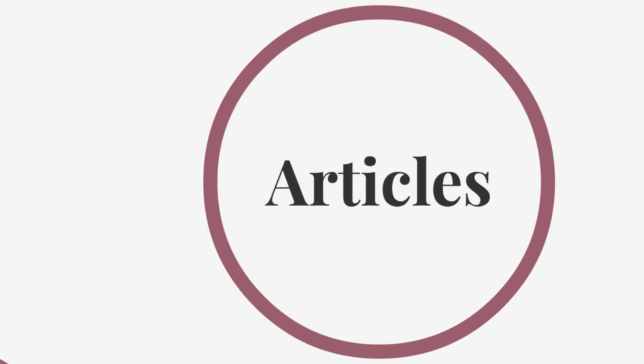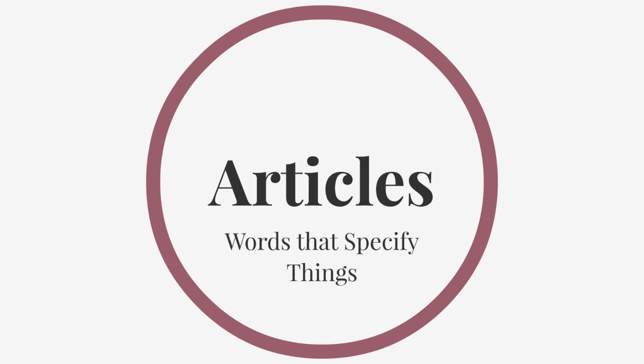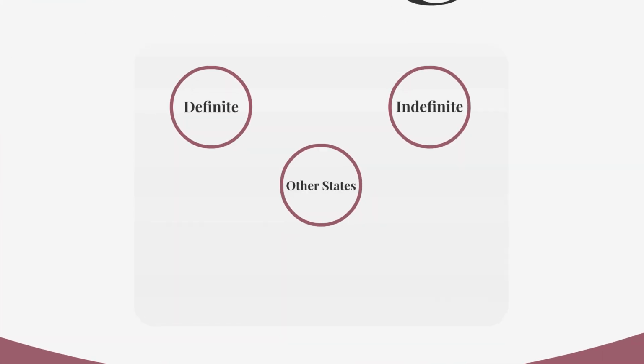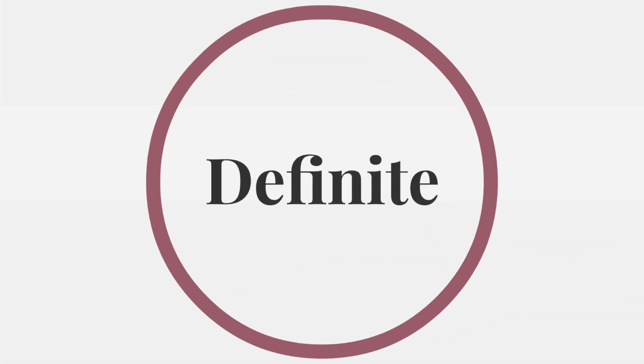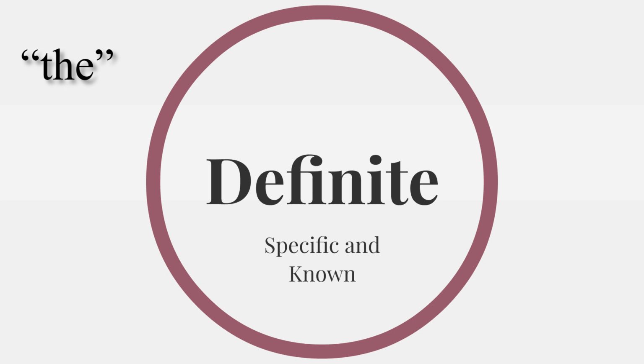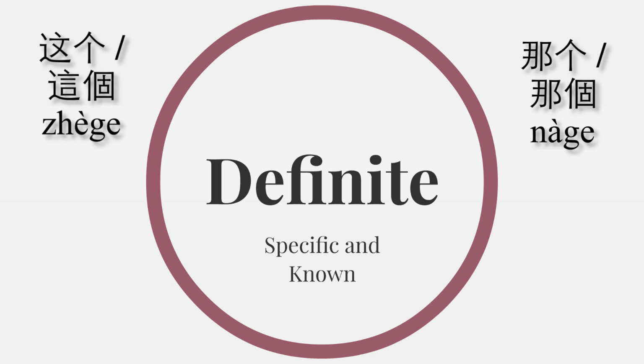We move on now to articles. Articles are words that specify things and mark what are called states. First, we have the definite article, which marks a specific and known object. In English, the word the is the definite article. Many languages do not have articles, but will still be able to solve this problem of communication and be able to mark something as definite. In Mandarin Chinese, for example, there is no definite article, but the demonstrative pronouns this and that are often used to perform the same function.